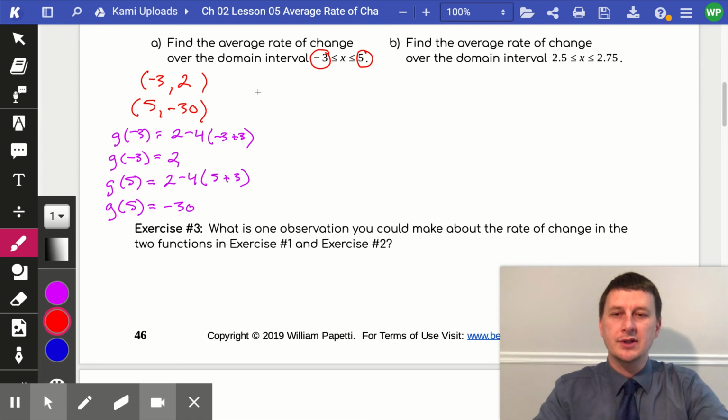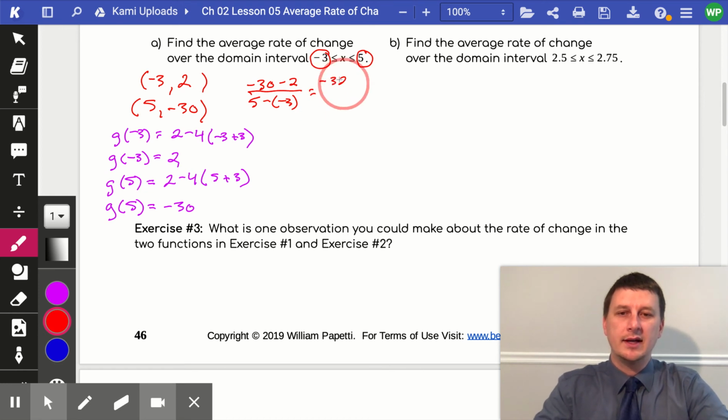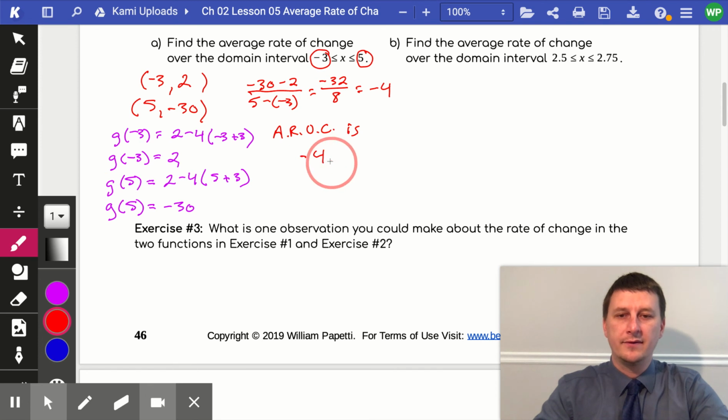So I'm going to just take my change in y values, which is going to be found by subtracting -30 minus 2, and divide that by 5 minus -3. 5 minus -3. Be careful with that double negative right there. So that's going to give me -32 in my numerator. And in the denominator, I'm going to get 5 plus 3. That's going to give me 8, which will give me an average rate of change. I'll abbreviate it as average rate of change is -4.